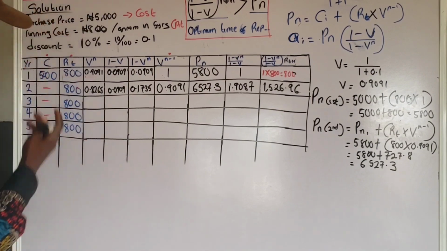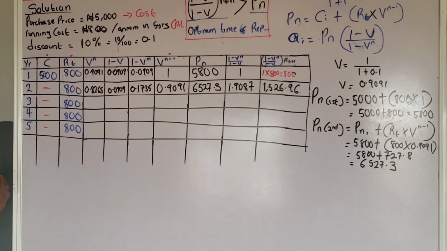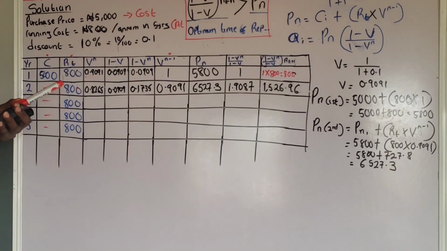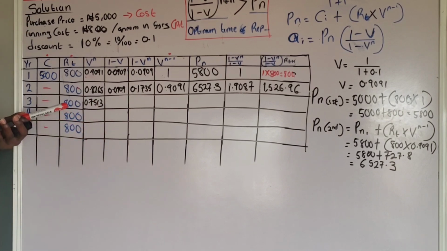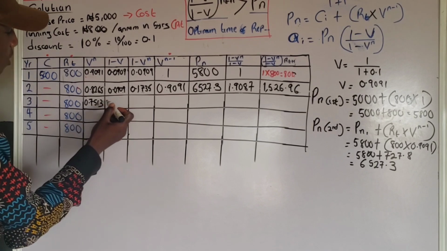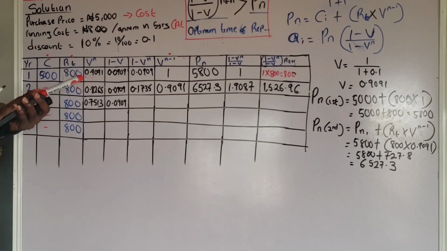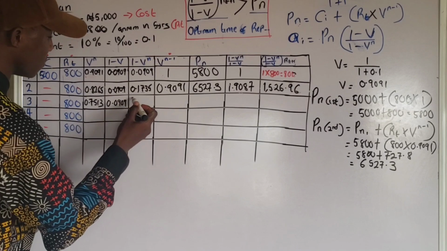Now for year 3 we have v raised to the power of n, because we are now in year 3, and v is what? v is 0.9091. So I'm going to have 0.9091 raised to the power of 3, that is 0.7513. Now, 1 minus v is still the same, that is 0.0909. Okay? 1 minus v raised to the power of n, that is 0.2487.